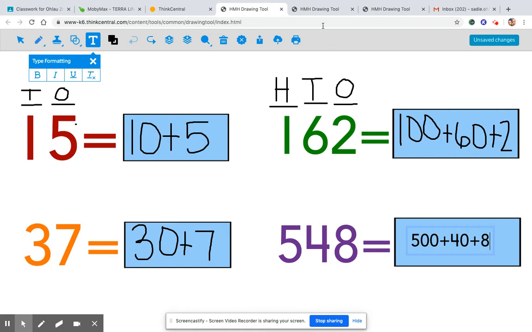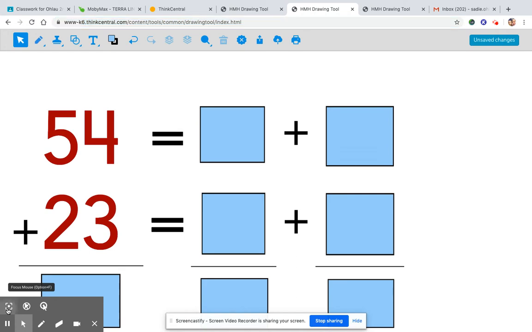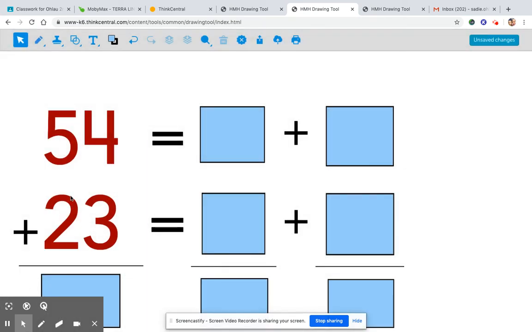Okay, let's do a couple more problems because you will see some things that look like this on your assignment, but then you will also see some that look like this. So this kind of looks like a lot, right? A lot is going on. But what we are really solving for is 54 plus 23. We're going to solve this by writing out both of these numbers in expanded notation.